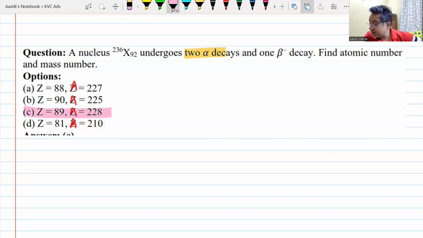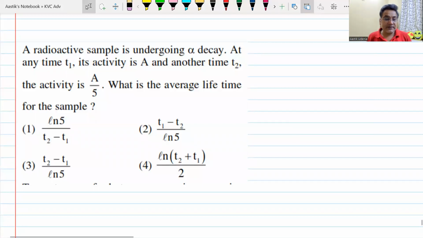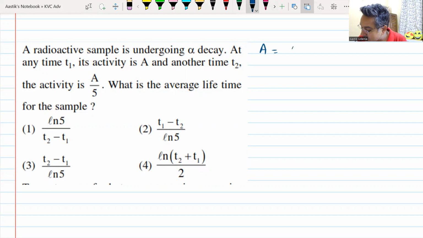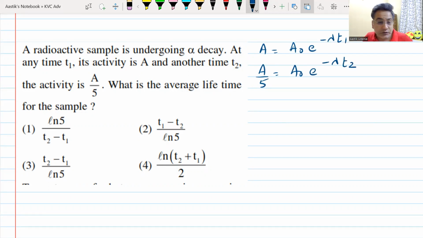This is from the 2022 paper. A radioactive sample is undergoing alpha decay. At time T1, the activity is A, and at time T2, the activity is A by 5. What is the average lifetime? The activity at time T1 is A. So I can write A as A naught e to the power minus lambda T1. And you can write A by 5 as A naught e to the power minus lambda T2.